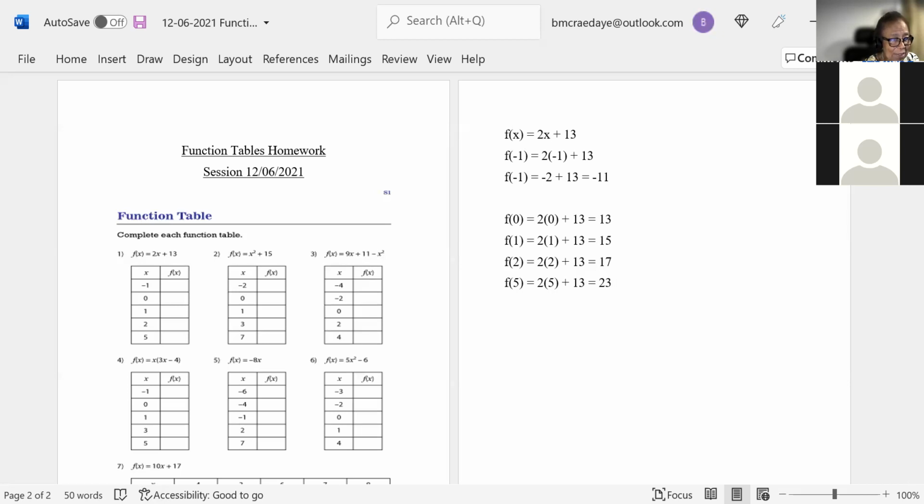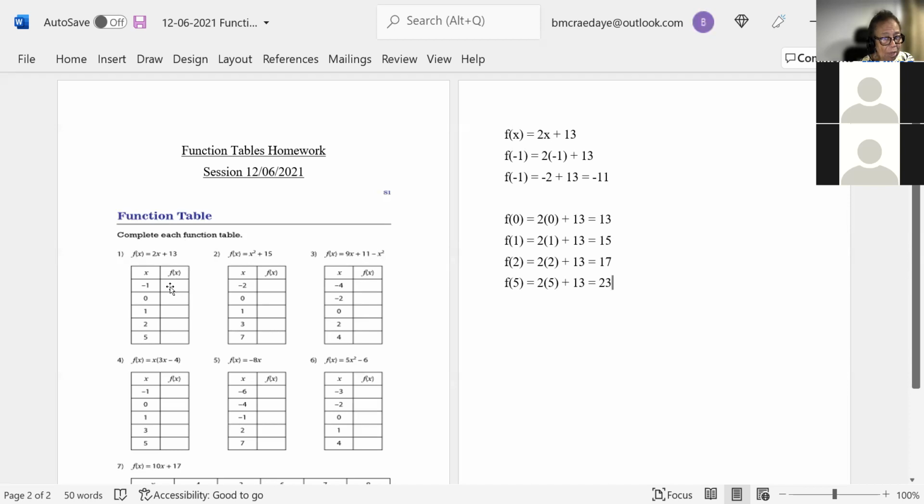So table 1 is complete because we had -1 for the input, 0, 1, 2, 5. For the output, we had -11, 13, and we had 15, 17, 23. So you can fill in your table. Put the output. f of x is the output. Output is dependent on the input. So fill that in, Chastity, for your table, right?